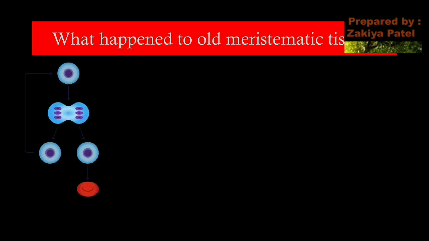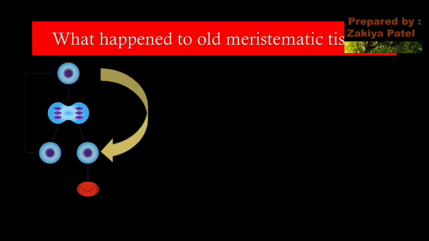As I told you, the main function of this meristematic tissue is only division, because the plant has to grow up, and the growth of the plant occurs due to the help of the meristematic tissue only, because meristematic cells are undifferentiated cells. They are immature cells. They have only one function, to grow up. But what happened to the old meristematic tissue? All meristematic tissues or cells lose the capacity to divide and transform into permanent tissue.